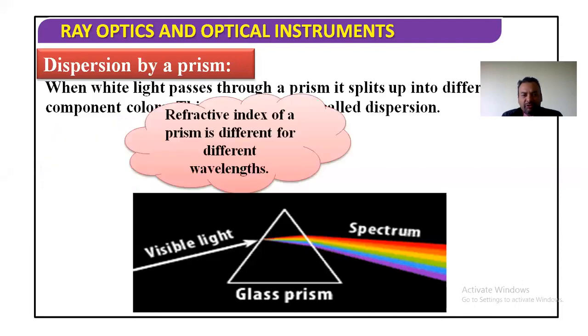Refractive index of a prism is different for different wavelengths. Red has its own wavelength, 750 nanometer. So the refractive index is different for 750 nanometer, and violet has 360 nanometer. So the refractive index of the prism for 360 nanometer is different.